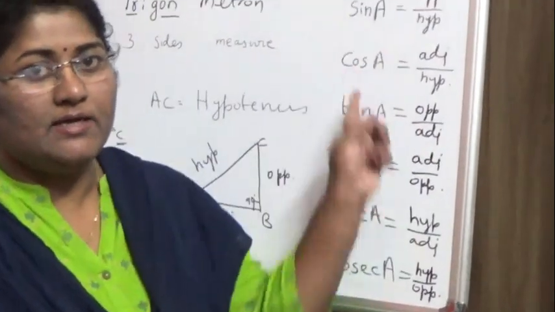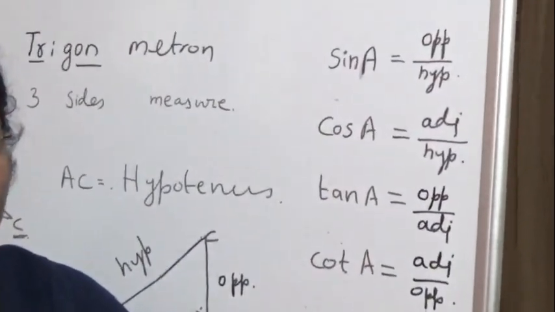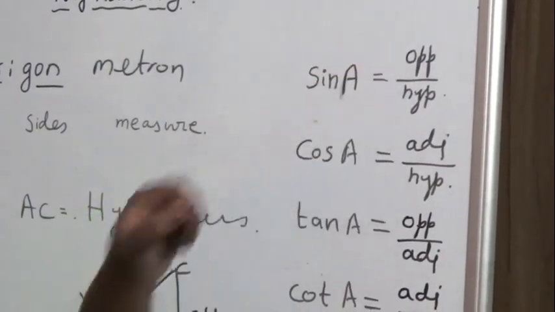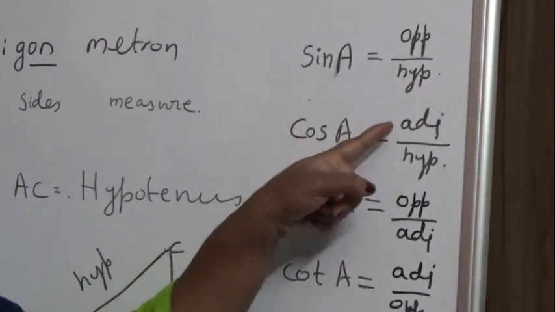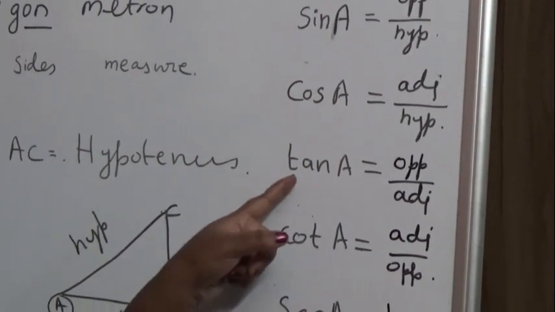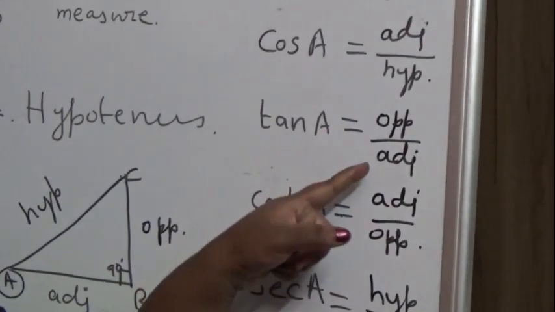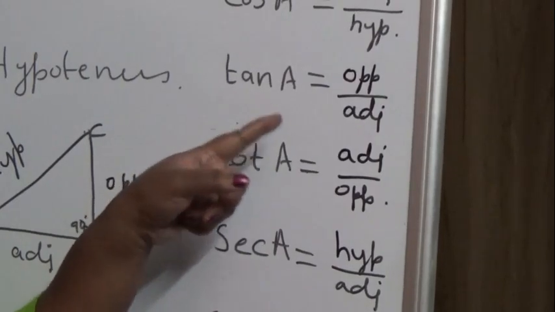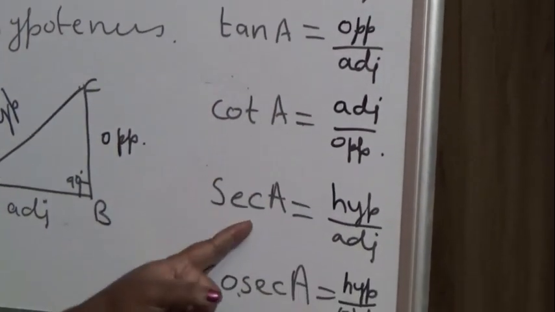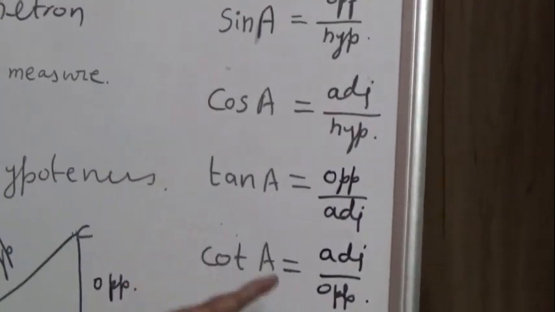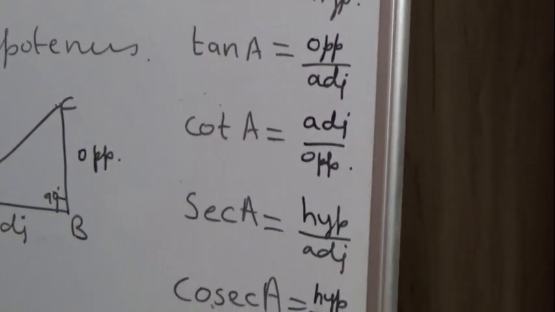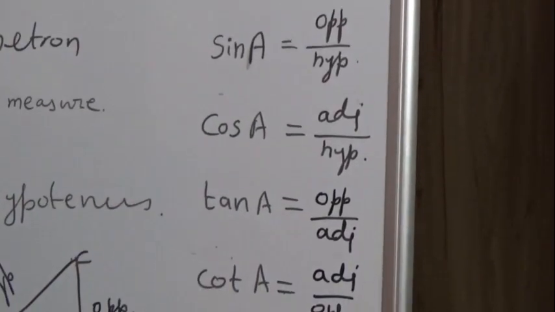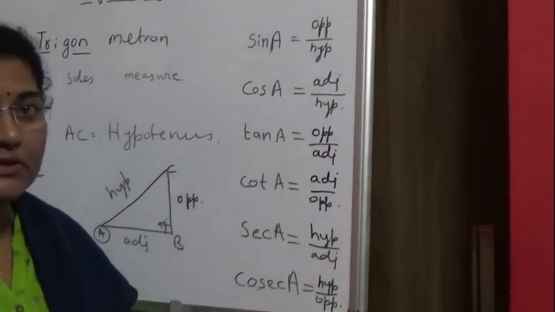Hope you understand the ratios. Sin A is always opposite by hypotenuse. Cos A is adjacent by hypotenuse. Tan A is opposite by adjacent. Cot A is the inverse of tan A, that is adjacent by opposite. Sec A is the inverse of cos A, that is hypotenuse by adjacent. And cosec A is the reciprocal of sine, therefore hypotenuse by opposite.